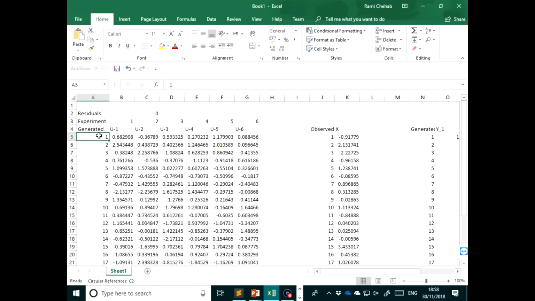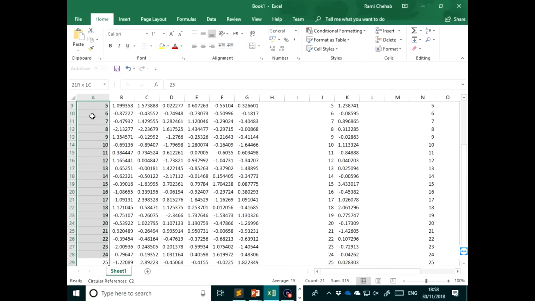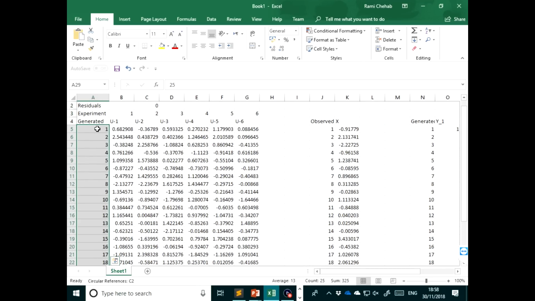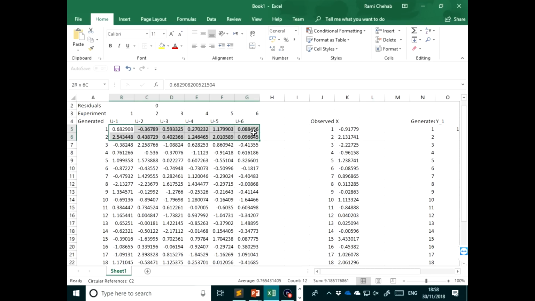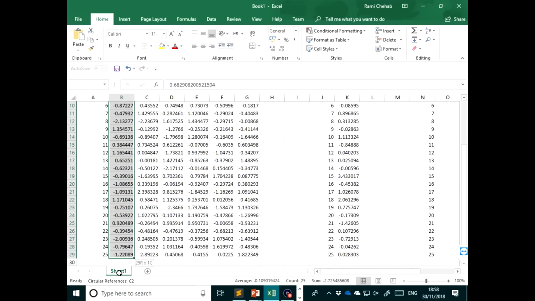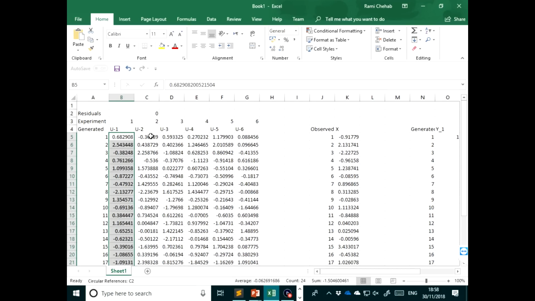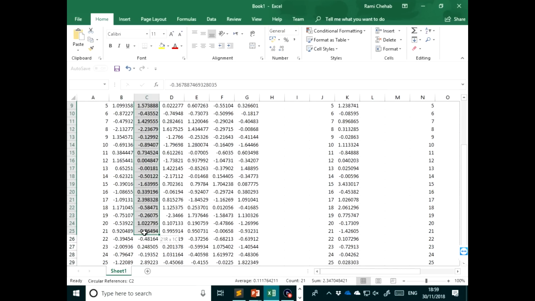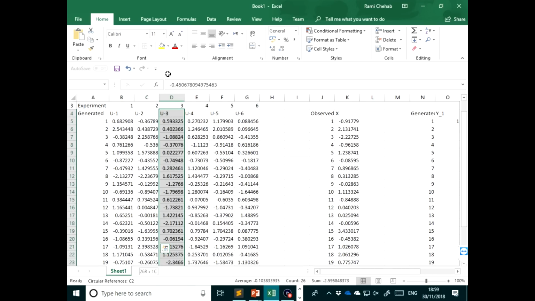So here we have observations. We're assuming that small n is equal to 25 observations. And these are the residuals, which are generated from a normal random variable with mean 0 and variance 1. For every experiment we have 25 observations of the residuals. So this is the residuals for the first experiment, this is the second, third, fourth, fifth, and sixth experiment.